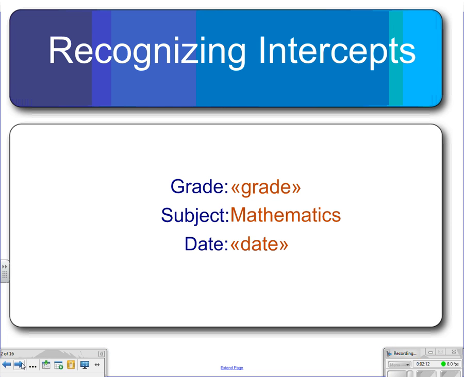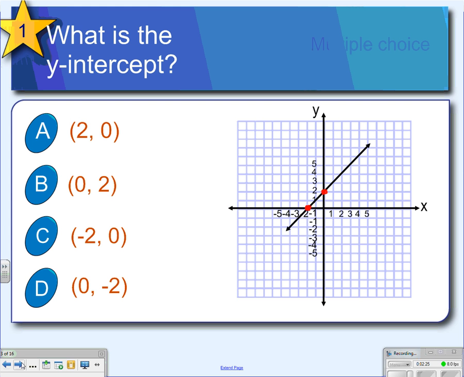Before we continue on, we're going to do a little check on recognizing intercepts. Because so far we've been doing y-intercepts, but now I want to look at x-intercepts. Our first question is, what is the y-intercept? Look at your graph. The y-intercept is where it crosses the y-axis, so the y-intercept is where y is equal to 2. As an ordered pair, I know it can't be C or D because it is a +2. We need to make sure we're choosing the correct one of B, because our y-coordinate is the second one, the x-coordinate is 0. So our point is (0, 2) when we're talking about the y-intercept.